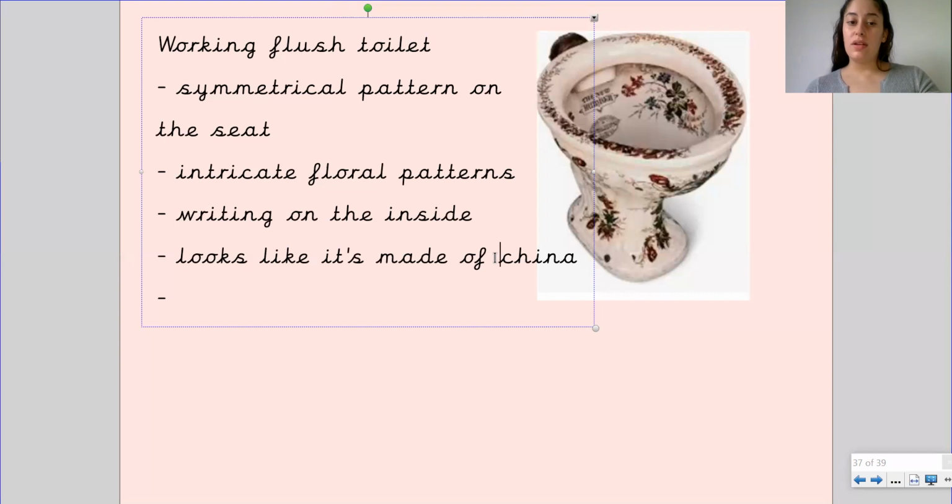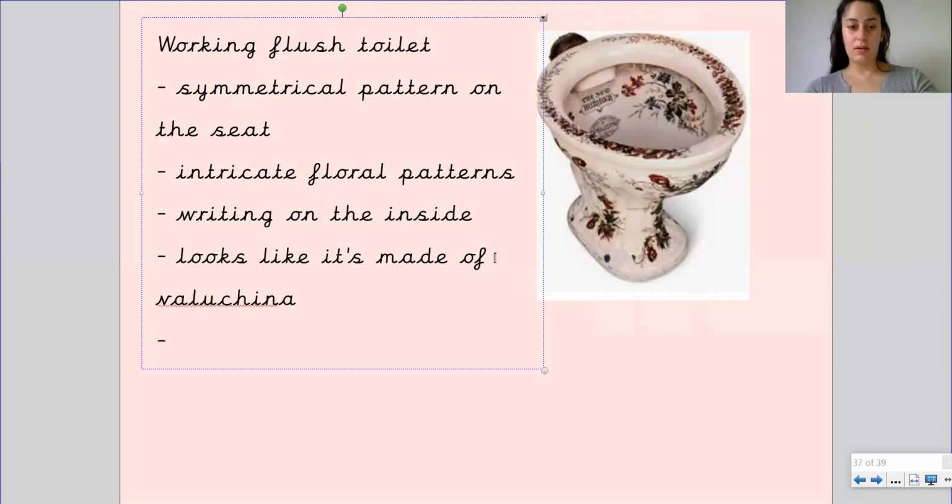So if you had this sort of toilet in the Victorian times, you were actually considered to be quite wealthy. So it might be quite valuable. So it looks like it's made of valuable china. I'm going to do this on another line.